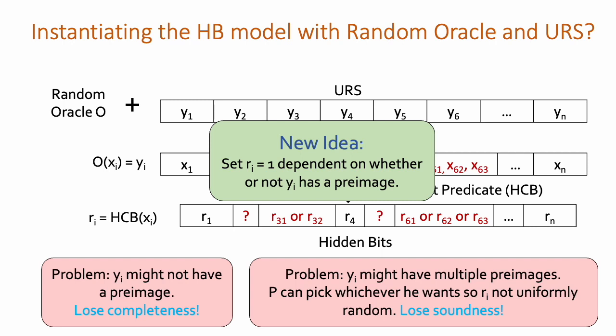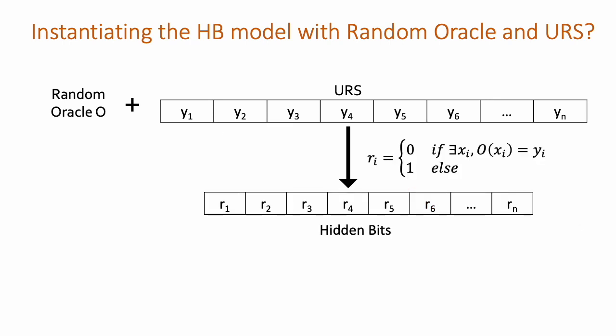To solve this, we have the following new idea. Instead of inverting the y's and then creating the hardcore bits, we directly set the hidden bits to be 1 or 0 depending on whether these y's have a preimage corresponding to the random oracle or not. So the hidden bit Ri becomes 0 if yi has a preimage, otherwise it becomes 1.